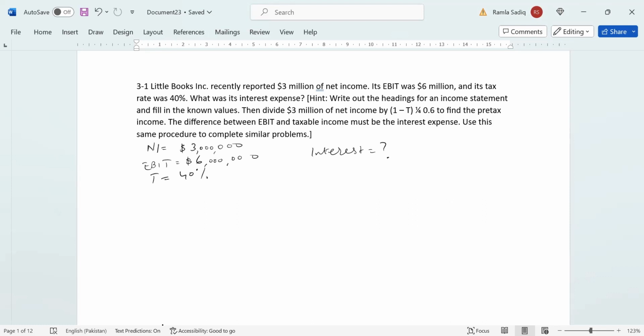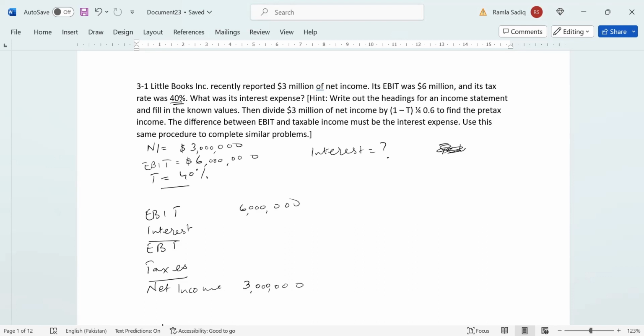So what we want to do is set up our income statement here. We're going to do EBIT, we have our interest, then we have our EBT, and then we have our taxes, and then we get our net income. So if we start filling this out one by one, remember we've got our EBIT, 6 million is right here. We've got our net income, that's 3 million right here. Now, we don't know our taxes, but we do know our tax rate. Our tax rate is 40% over here. So capital T is equal to 40%. And now we're going to start filling it in.